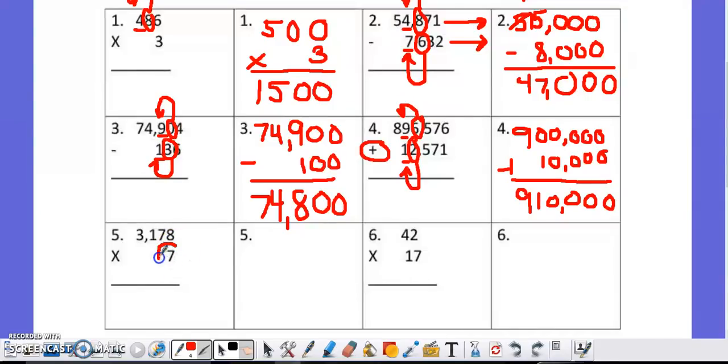Same can be said for question number 5. I have a single-digit multiplier. I do not round that up to 10. I leave it at 7. It's going to be most reasonable then.